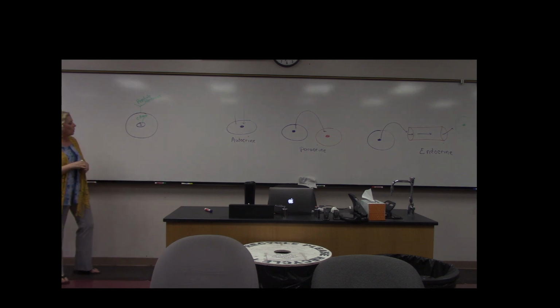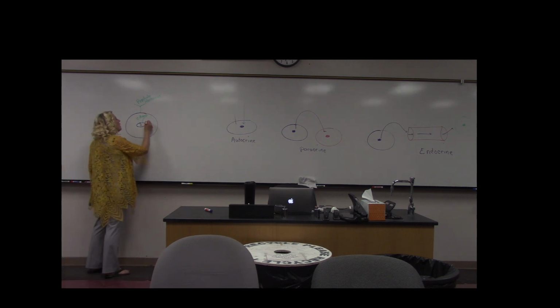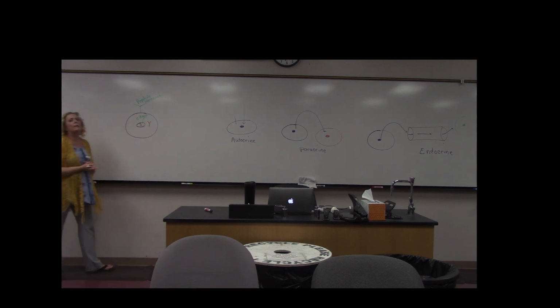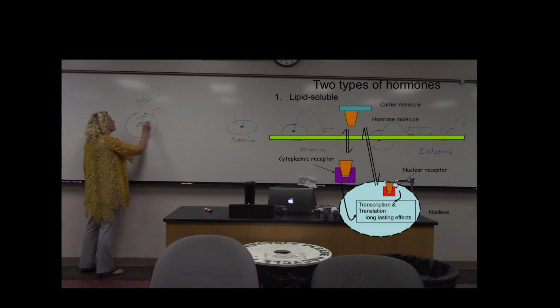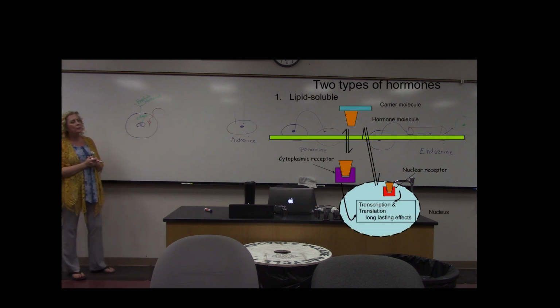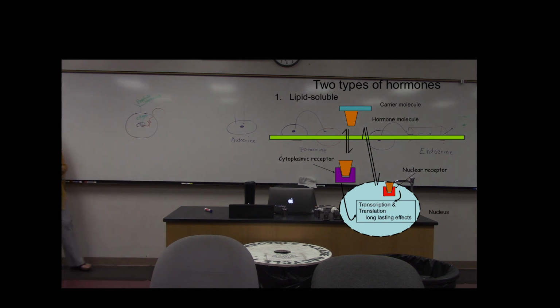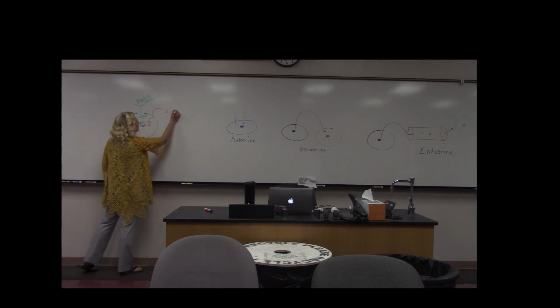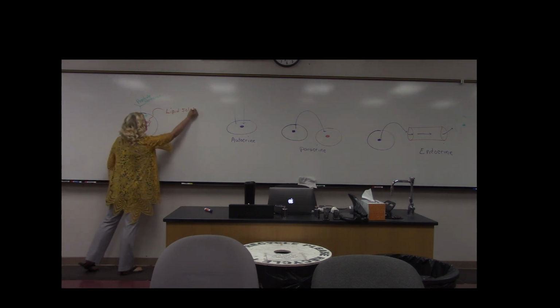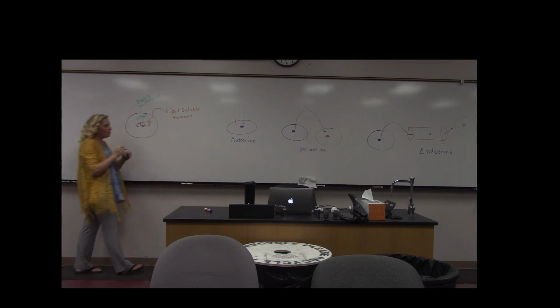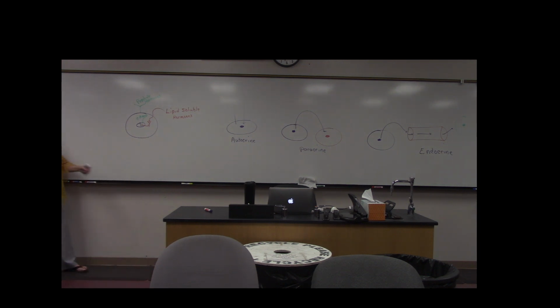Your lipid-soluble hormones, on the other hand, their receptors are hanging around on the inside of the cell. And they are going to come directly through the cell membrane and bind to the receptor. And that receptor takes them into the nucleus of the cell to stimulate the DNA so that, just like cyclic AMP, protein synthesis occurs. These are going to be your lipid hormones. So these are your steroid hormones. These are your thyroid hormones.